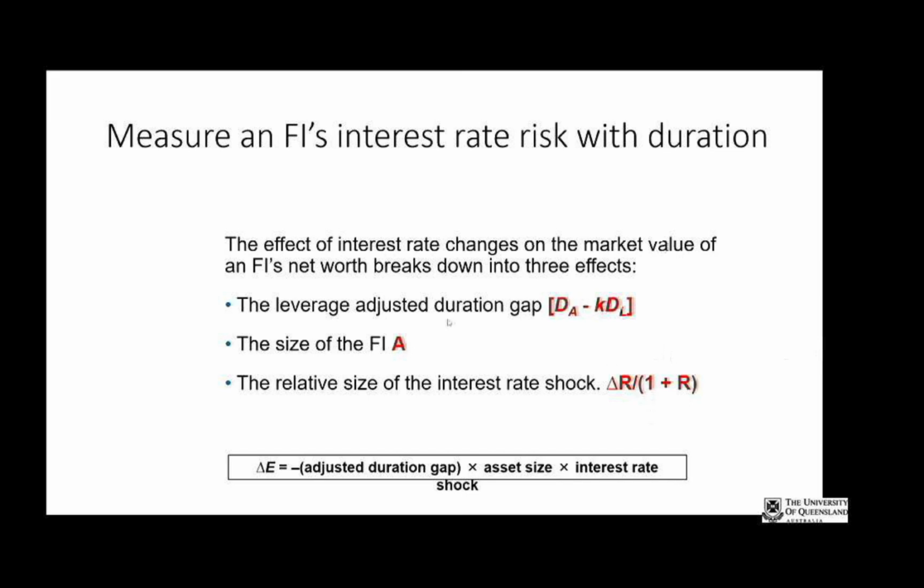So these are the different sets in there. I actually want to get quicker to an example. This is in words, right? So the change in equity is the negative adjusted duration gap. Adjusted duration gap is this thing here. Just think of it as a duration gap, times the size of the bank, times the size of the interest rate shock.